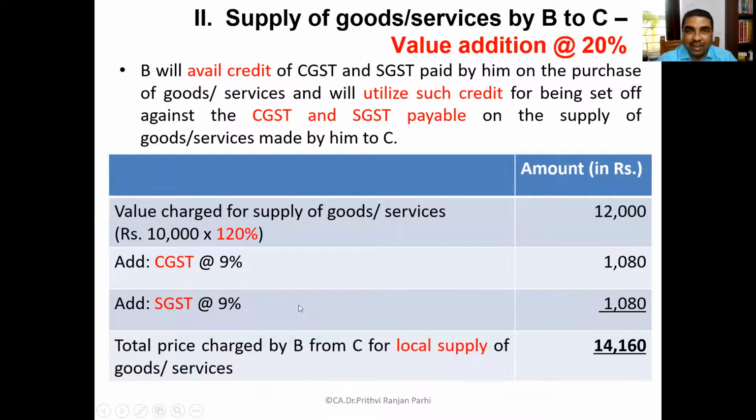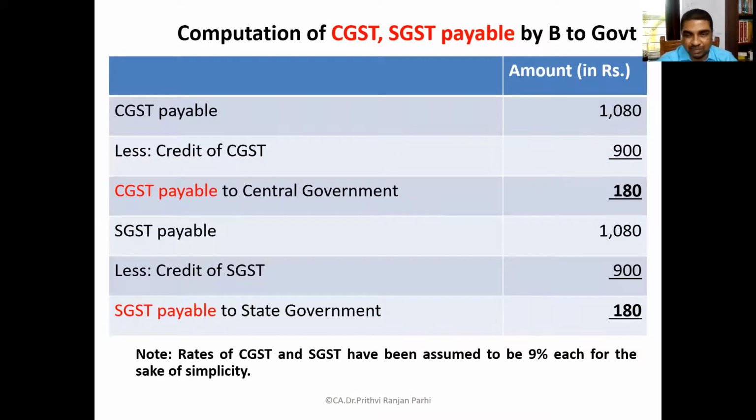Okay, and if subsequently the same goods are sold within the state with a value addition, then on that supply, CGST and SGST will be paid. CGST and SGST liability will arise, and that liability can be set off by using the input tax credit which is available. And if there is some difference, if the liability is more, that amount has to be paid in cash.